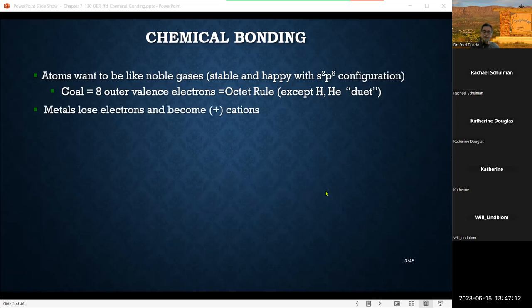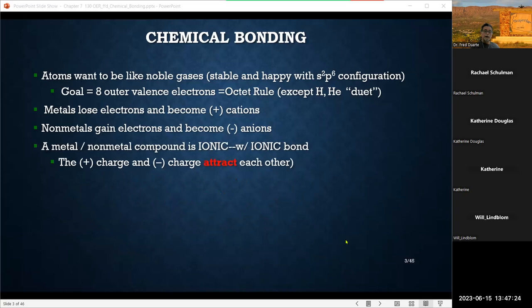Okay, now metals lose electrons and become cations, and nonmetals gain electrons and become anions. Okay, now when you get a combination of a metal and a nonmetal, as I mentioned in the beginning, we have what is called an ionic compound, ionic bond. Okay, they have a full-fledged positive charge and negative charge. And therefore they are attracted to each other electrostatically. They just come together, like 2 magnets. There's no sharing whatsoever of those electrons.